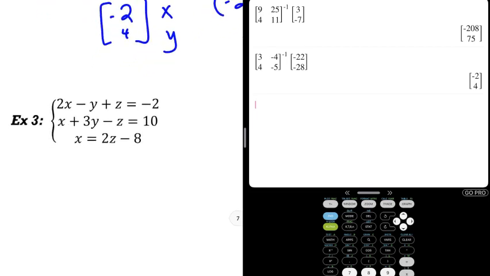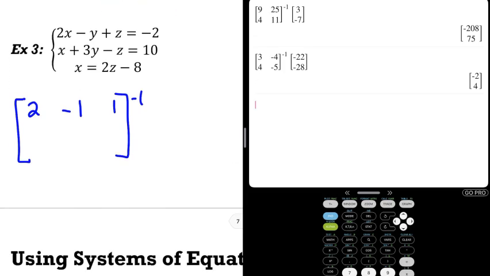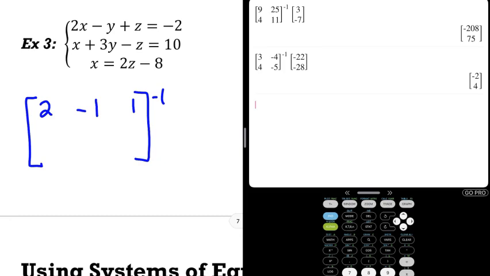Okay, the last one. So this is a 3-variable, 3 equation. So let's go ahead and write this one. The first equation's in the right form. It's in x, y, z. The second equation's in the right form. But the last equation's not in the right form. It needs to be x, y, z.